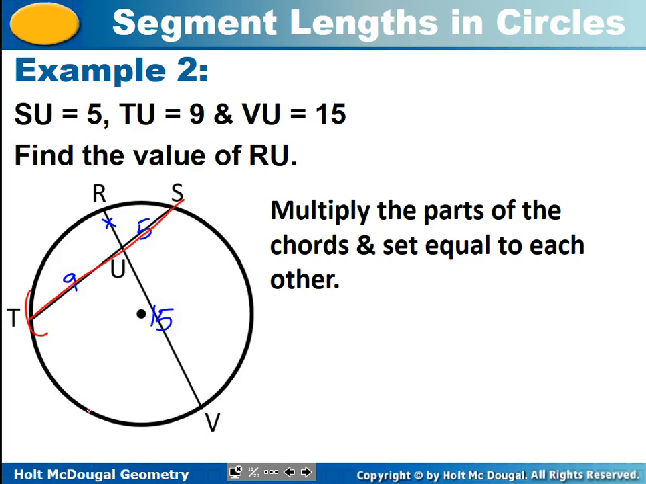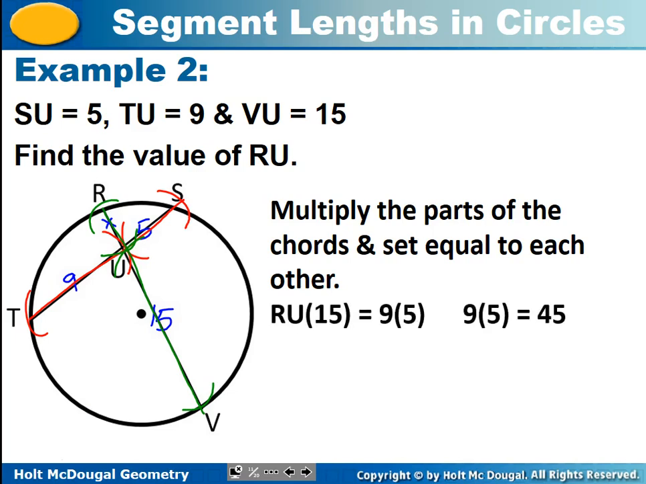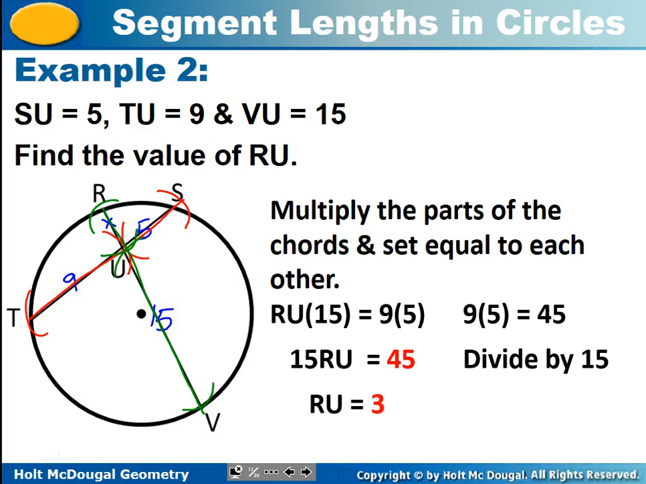So we're going to do TU times US, which would be 9 times 5. And then this other chord here, we're going to do the same thing with it. So we're going to break it up into its parts. So we're going to multiply RU, or X, times 15. So again, if you don't like the RU part, you can put X in there. So I'm doing RU times 15 is equal to 9 times 5. Obviously, 9 times 5 is 45. So that's 15 RU is equal to 45. We're going to divide both sides by the 15. So RU is going to equal 3 here. And the way, again, that we can check that is by putting that 3 up here. 3 times 15 is 45, and 9 times 5 is 45.